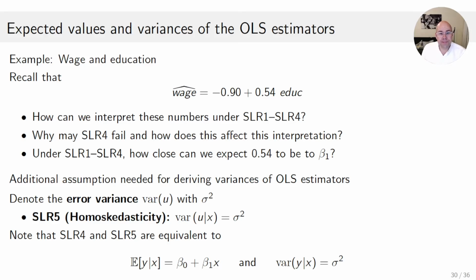Now, let's look at an example. For the wage and education example, the fitted regression line that we're going to be able to estimate is wage hat equals minus 0.9 plus 0.54 times education. The question is, how can we interpret these numbers under the four assumptions that we have just seen?